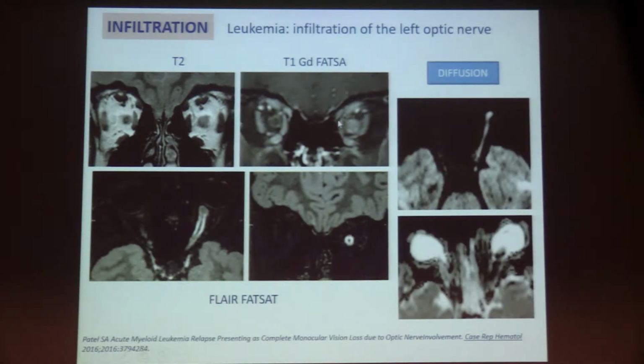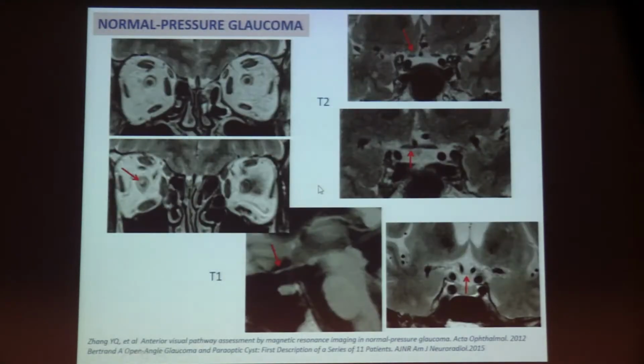And on diffusion, you can see very well that as this leukemia is made of very small cells and no interstitial liquid in between the cells, there is a restriction of the diffusion and hypersignal on the B1000 and the ADC is low. And it gives a clue to the diagnosis. It could also be a lymphoma.